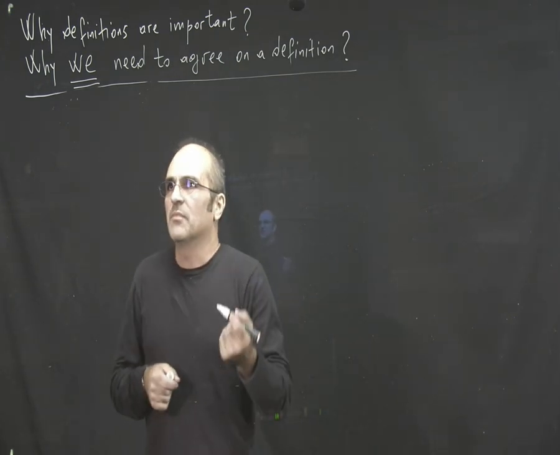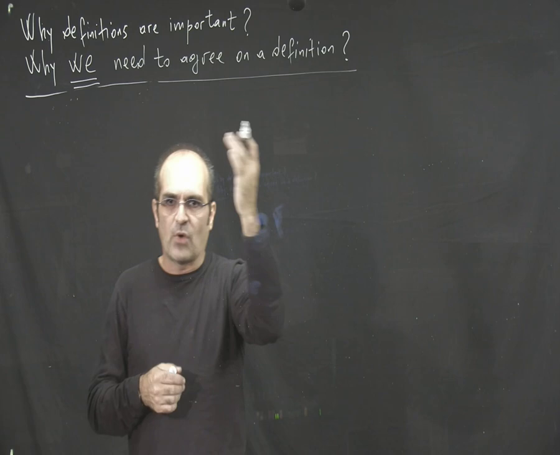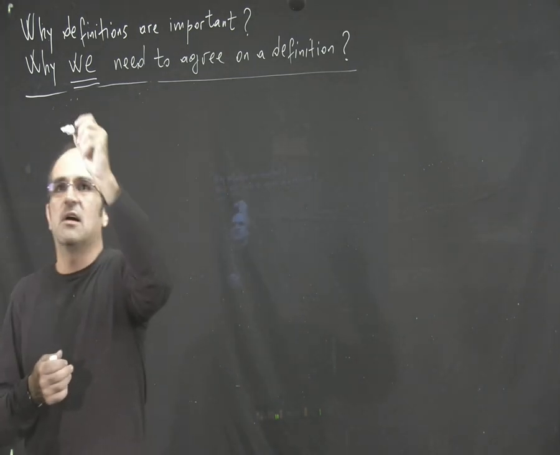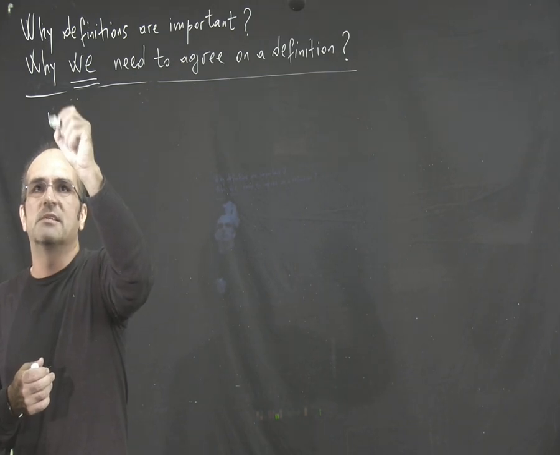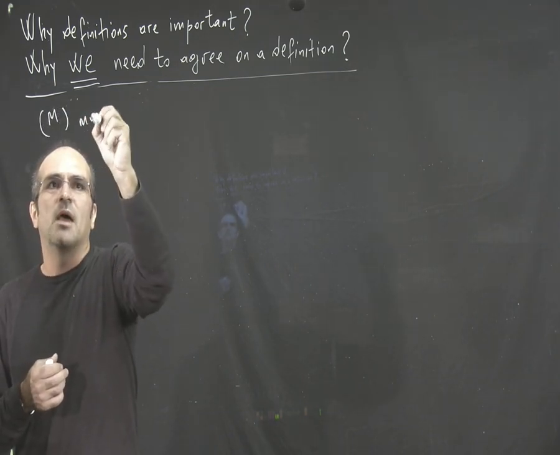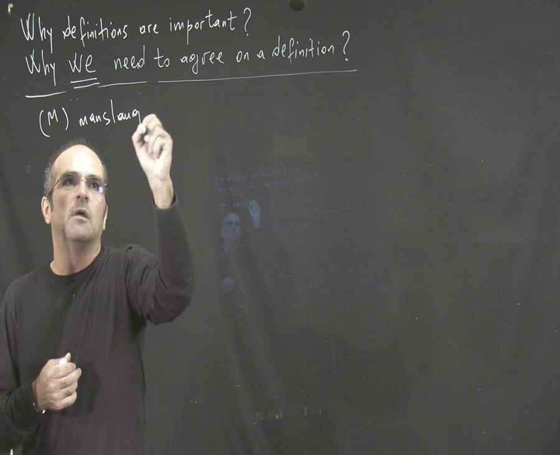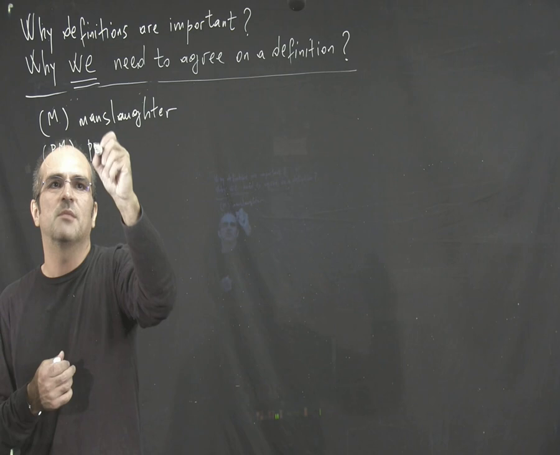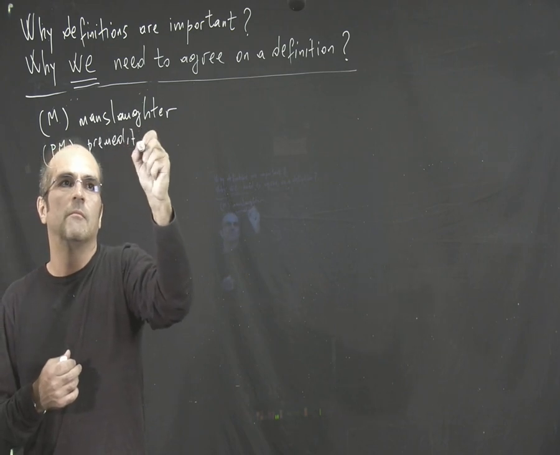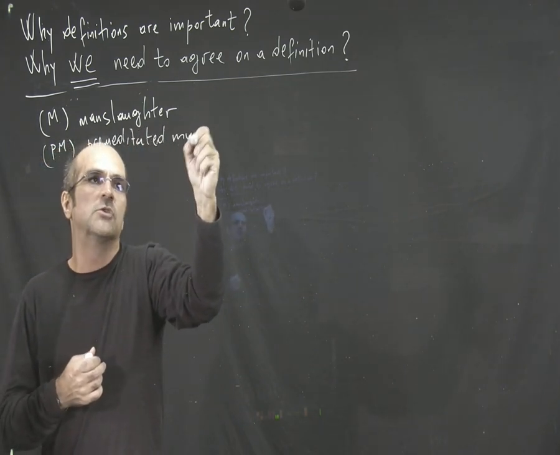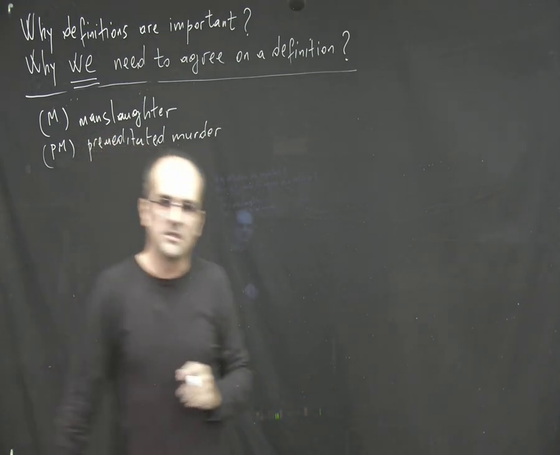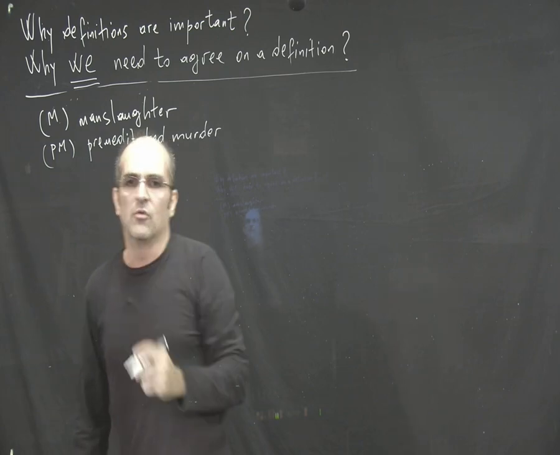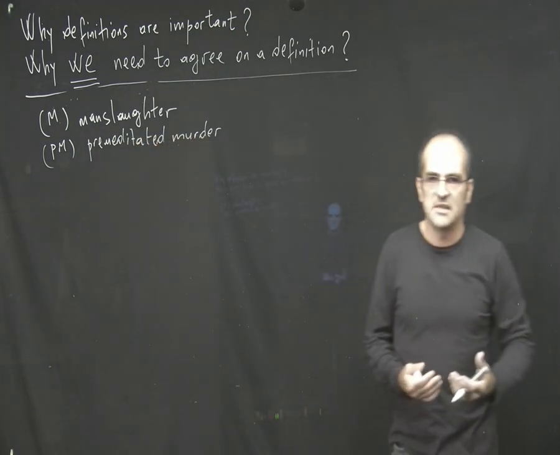So there are two different types of crimes that can result in the death of a victim. One of them, let's label this by M, is manslaughter, and the other, PM, is premeditated murder. I'm not going to go into the legal details of what constitutes each of them, just to remind you in case something is misleading about it.